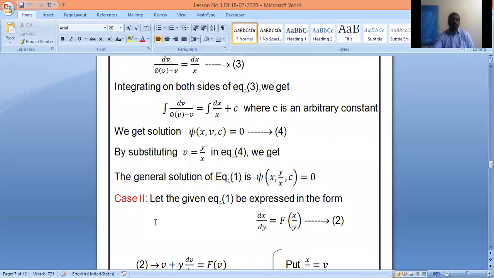Now case 2: let the equation 1 be expressed in the form dx by dy is equal to f of x by y. Let this equation be 2.